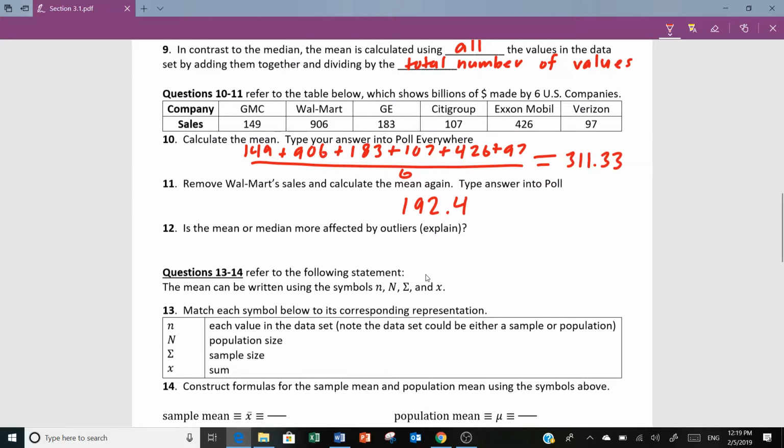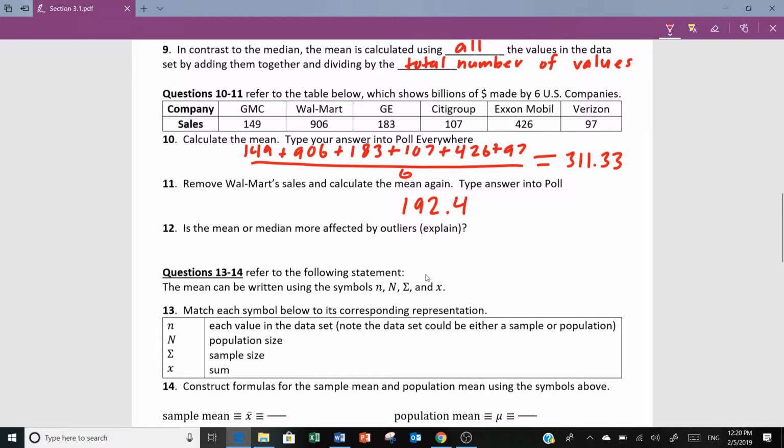Number 12, what's more affected by outliers? And I want an explanation for this one. So form your groups of 2 and 3. And I want to see some great answers. I'm actually going to come around and check whatever you wrote for number 12.